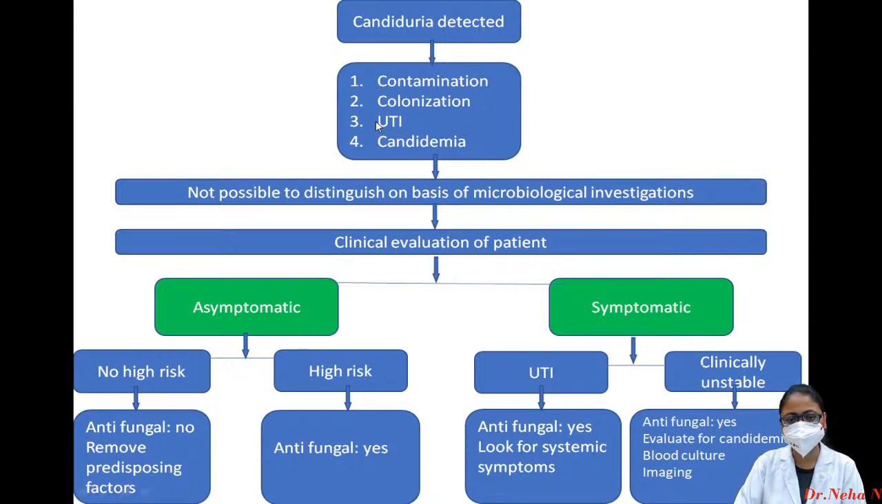Now, colonization, UTI and candidemia are not possible to distinguish on the basis of microbiological investigation. So, next step is proper clinical evaluation of the patient. That is, the patient should be categorized as asymptomatic or symptomatic. In case of asymptomatic, it should be seen whether the patient belongs to a high risk group or not. If the patient does not belong to a high risk group, then no antifungal treatment is indicated. Only removal of the predisposing factor like the urinary catheter is indicated.